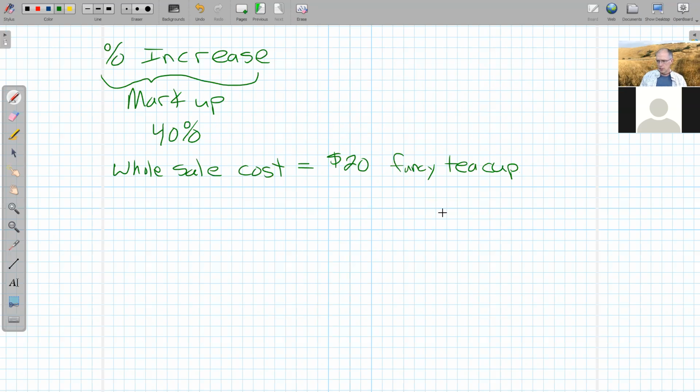A lot of us have these metal double-walled cups that keep our tea or coffee or whatever we're drinking colder longer or warmer longer. And then we want to mark it up by 40%. So we start off with this $20 thing, and we mark it up 40%.